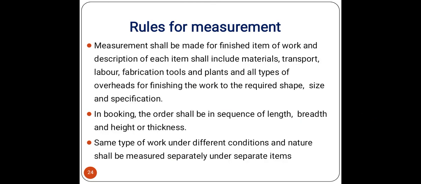Now, what are the rules for measurement? The measurement shall be made for finished item of work, and description of each item shall include materials, transport, labor, fabrication, tools and plant, and all types of overheads for finishing the work of the required shape, size, and specification. In booking, the order shall be in sequence of length, breadth, height, or thickness. Also, same type of work under different conditions and nature shall be measured separately under separate items.